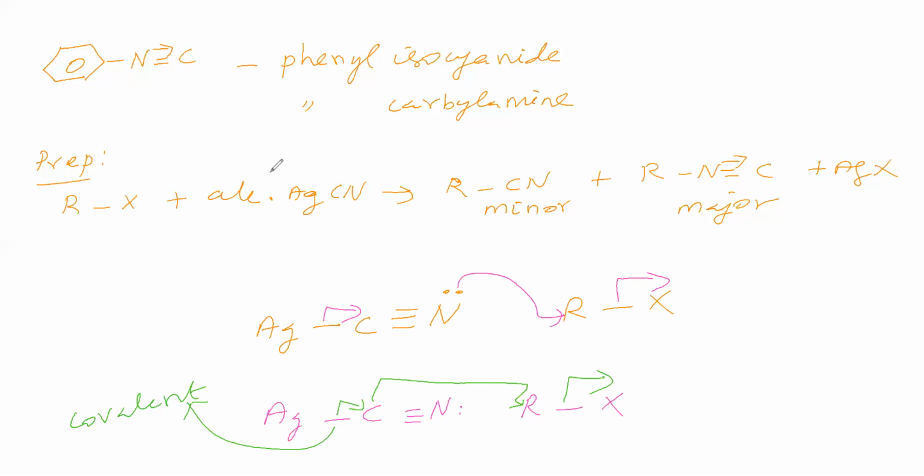Okay, therefore in place of alcoholic AgCN, if you take NaCN, what will happen, we'll see. Now RX plus alcoholic NaCN, otherwise KCN. Earlier I said NaNO2, that was a mistake. We get RCN and RNC. CN is the major product, and NC is the minor product.